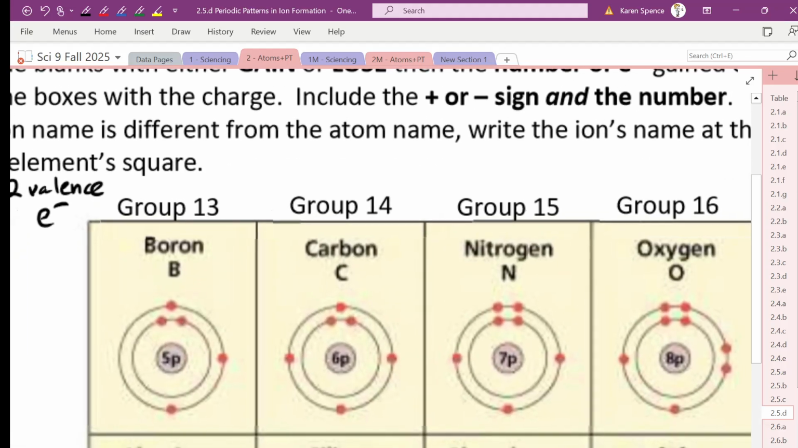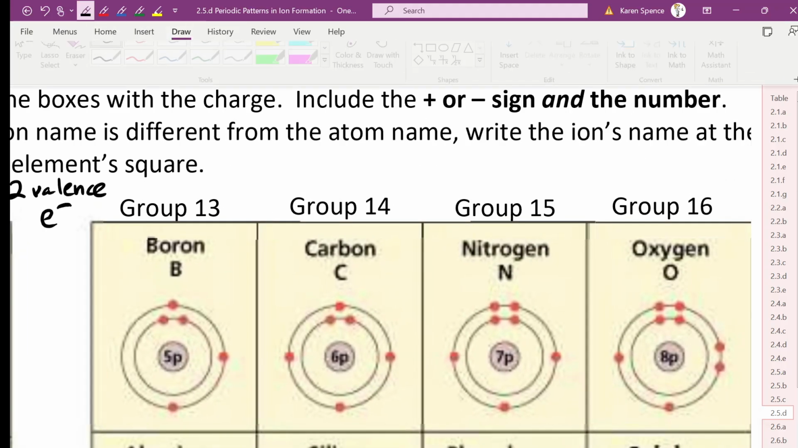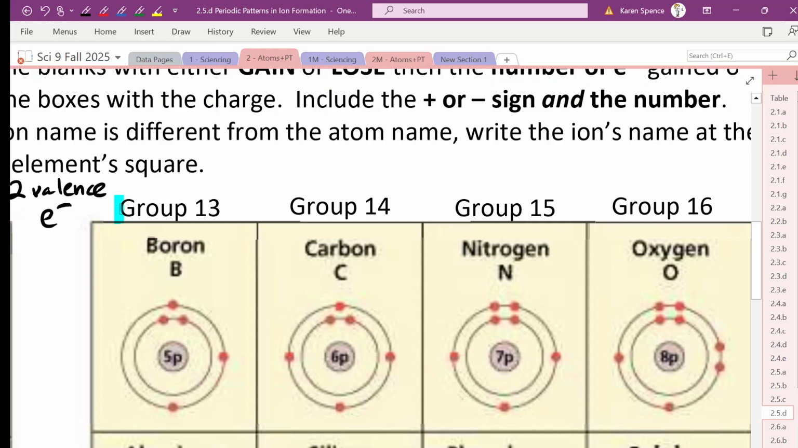So now we have group 13. How many valence electrons in group 13? And for valence electrons, I'm just going to start putting VE, okay? 3 valence electrons. How about group 14? 4 valence electrons.